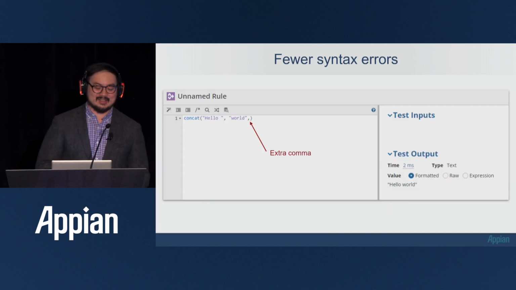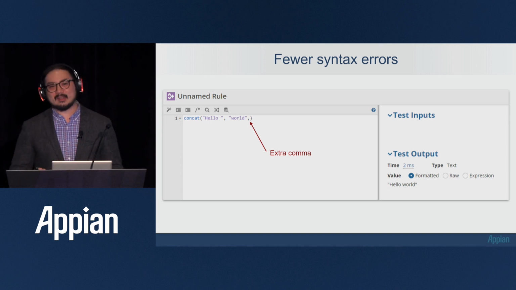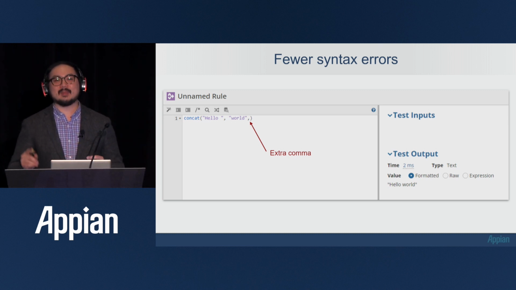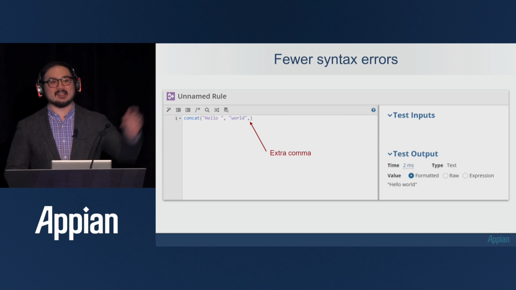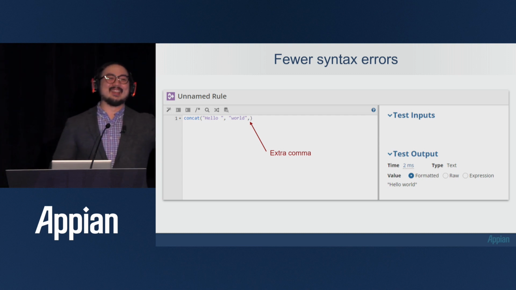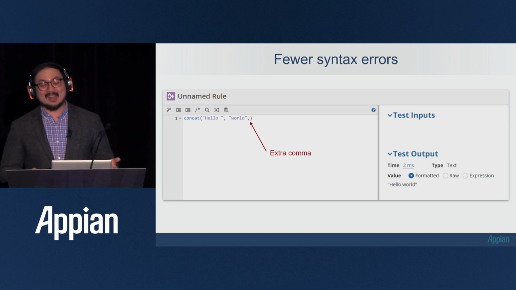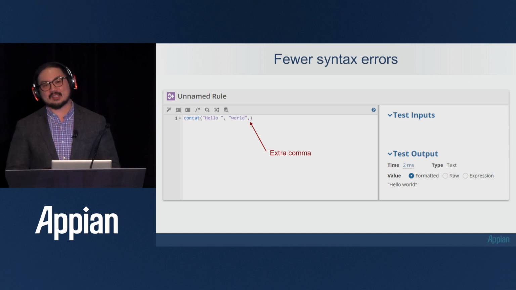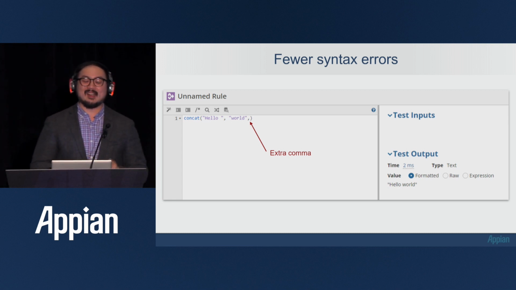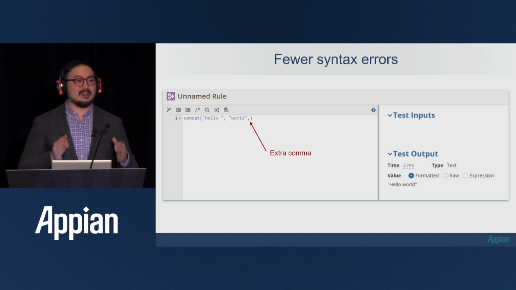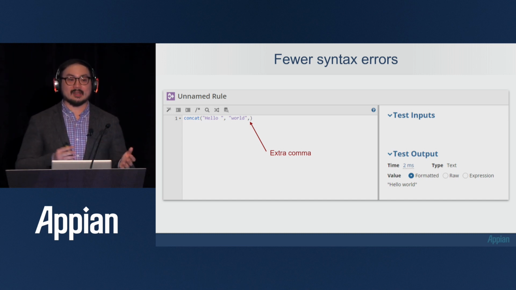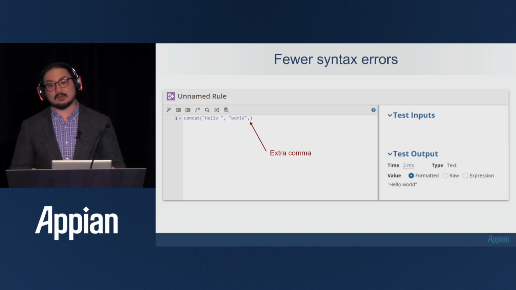And fewer syntax errors. So show of hands, how many of you have been playing around with an expression and then commented something out and then got hit with a syntax error? Anybody? So more than a few. So now with this enhancement, that's no longer going to be the case. Trailing commas are going to be ignored, so that you can focus on the thing that's important for you, debugging or playing around with your expression, and not have to worry about getting hit with the syntax error.